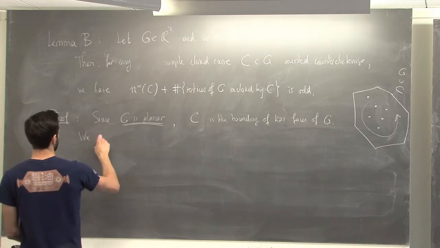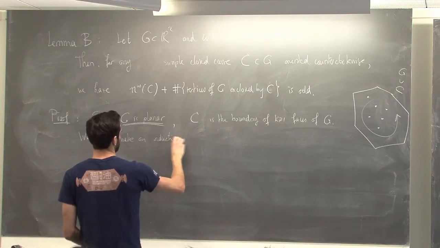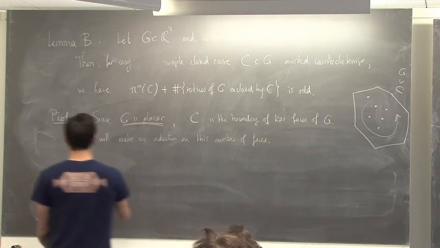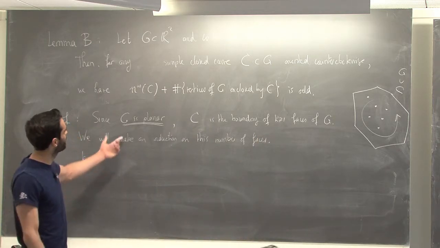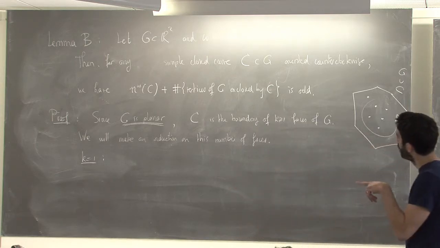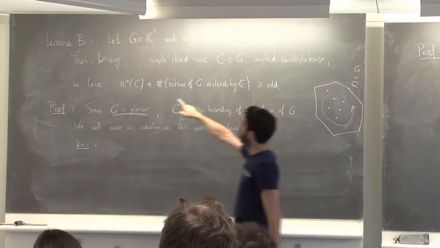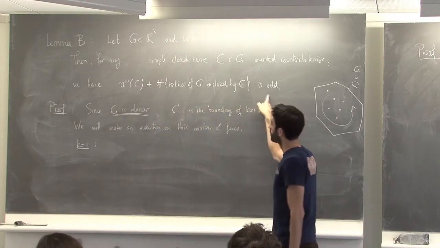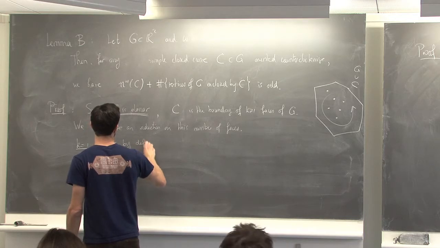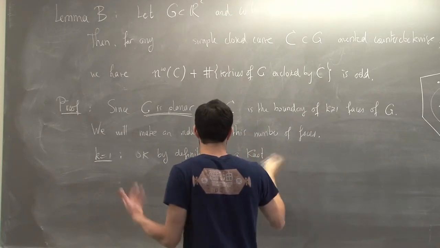So we will make an induction on this number of faces. Okay, k equal 1. Well, this is exactly the definition of a Kasteleyn orientation. K equal 1 means if you have a simple closed curve oriented counterclockwise which bounds a single face, then n omega of C is odd, because of course inside a face you have no vertices. Okay. So this is okay by definition of a Kasteleyn orientation.